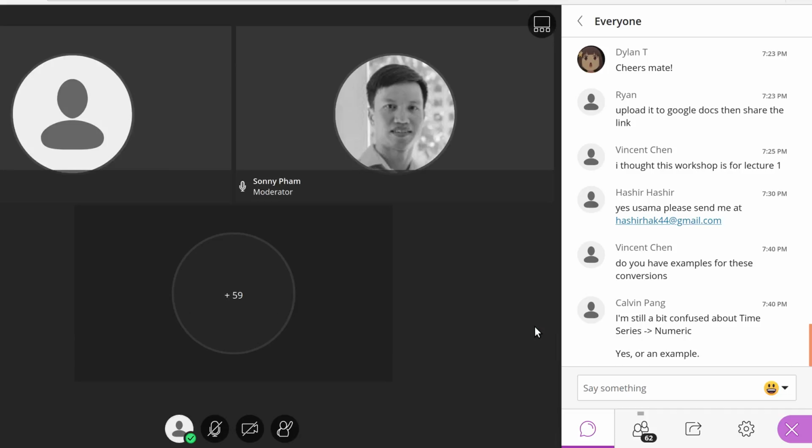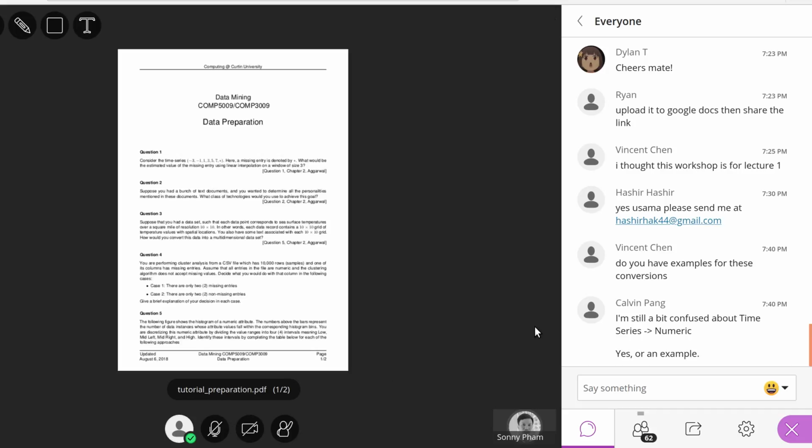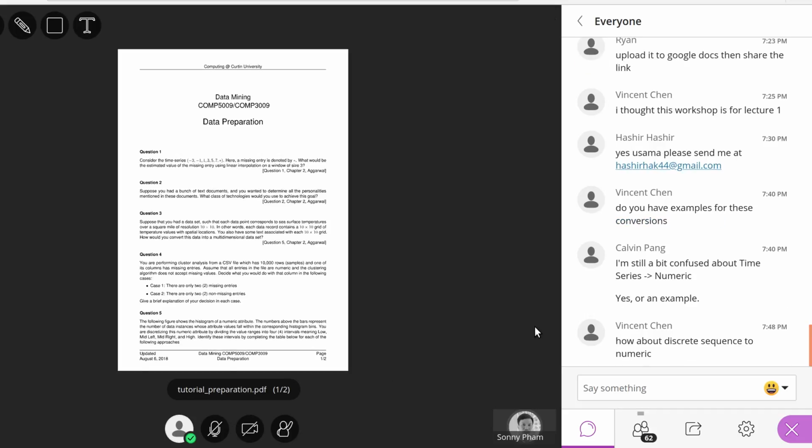Okay, now I'm going back to the tutorial question, and hopefully we can solve some questions today. Okay, discrete sequence to numeric. That's a fairly good question. All right, so this discrete sequence to numeric is also in the same way.